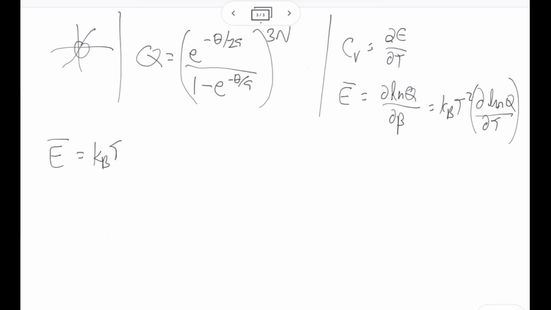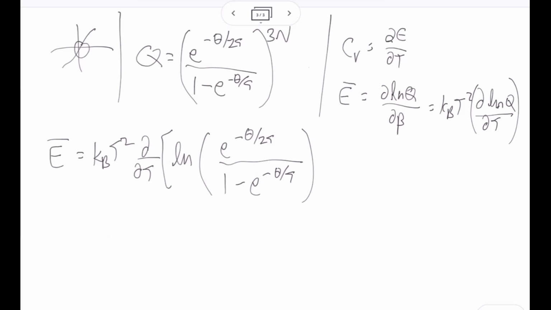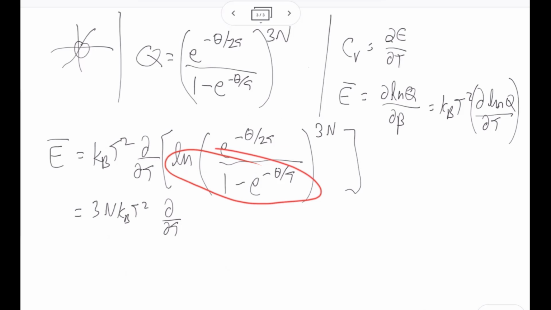So E bar equals kBT squared partial T. Now we're going to put in here log Q, so that's the log of, well, we'll just substitute this in, e to the negative theta over 2t divided by 1 minus e to the negative theta over t, to the 3n. I can pull a 3n out, because this is a log, and there's no dependence on t, so I can pull it all the way out. So this equals 3n kB T squared partial t. I'm going to first split this into 2 logs, 1 log and then minus the other log here.